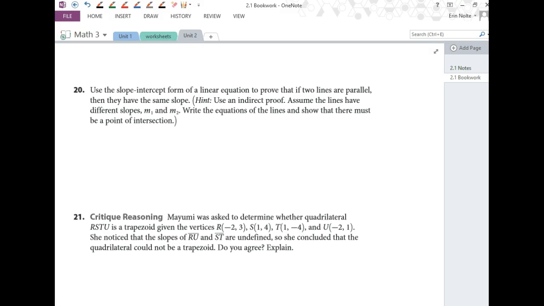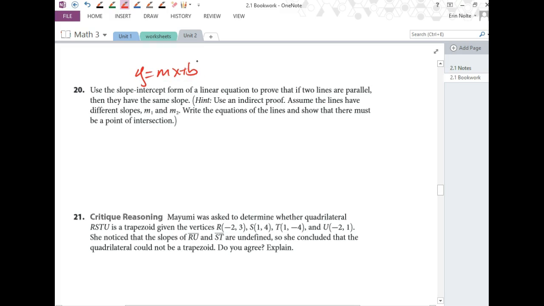Okay, now this is a really interesting, here comes a bad word, are you ready? Proof. Yep. Okay, so what they're asking us to do here is to use slope-intercept form, which, how does slope-intercept form go? Y over. Yeah, it goes y is equal to mx plus b.